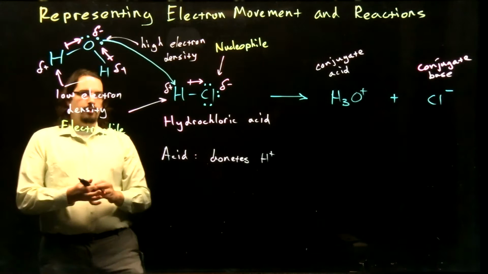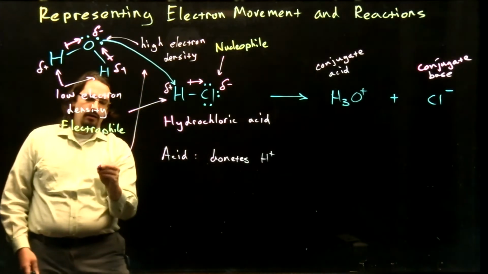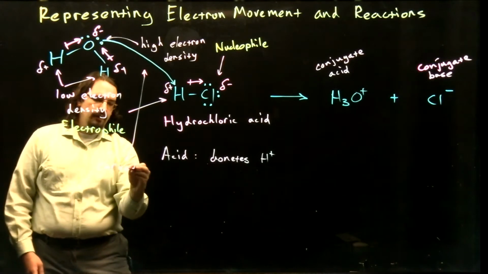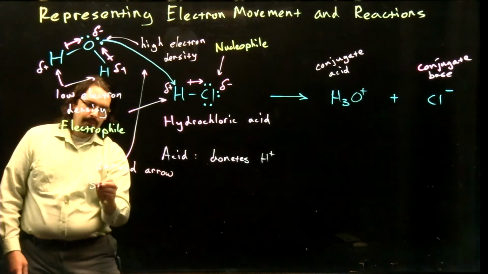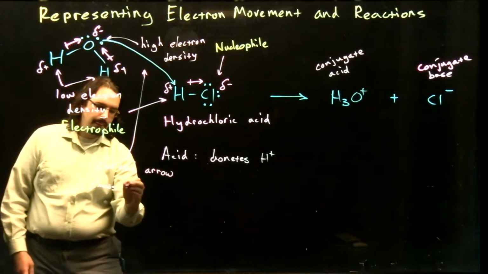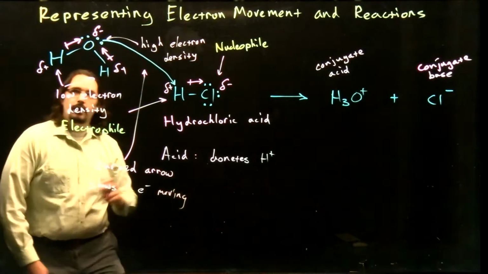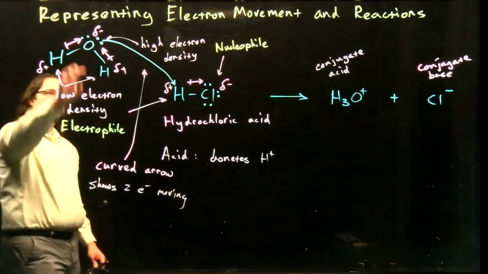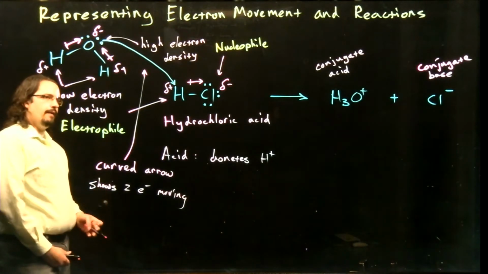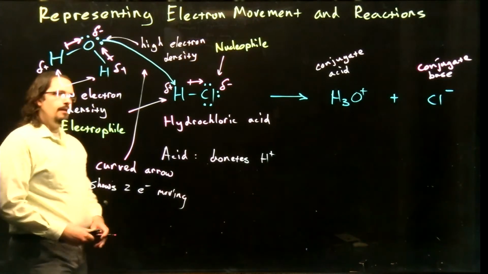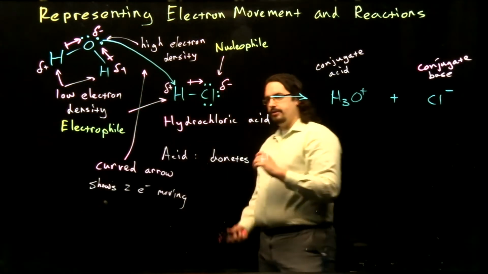So this is my curved arrow again. My curved arrow is always going to represent 2 electrons moving. So that shows my 2 moving electrons moving over from my oxygen to my hydrogen as I'm forming a new covalent bond there. So my electrons are attracted to that positive charge.